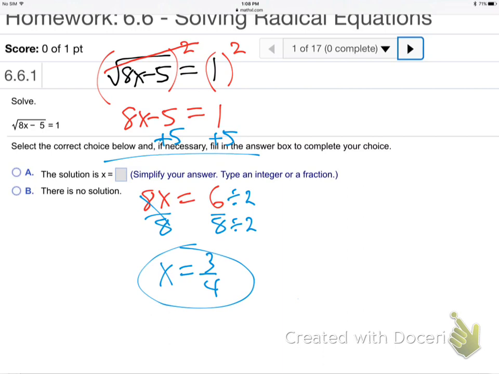Is that okay on that? So when we have a root, we second power both sides. Questions I can answer? All's well? I'll move on.